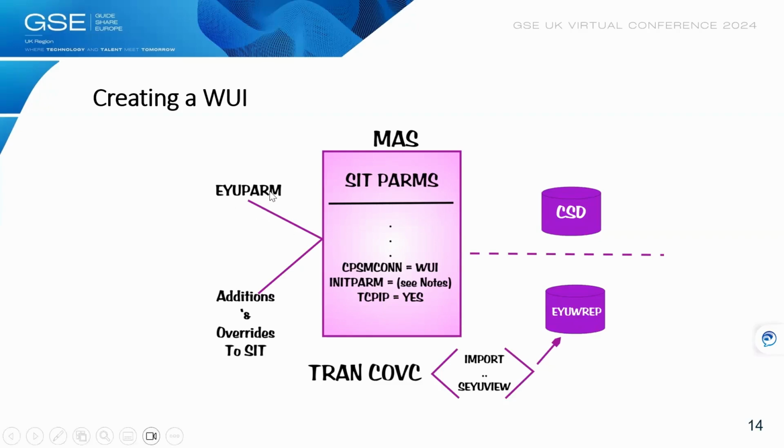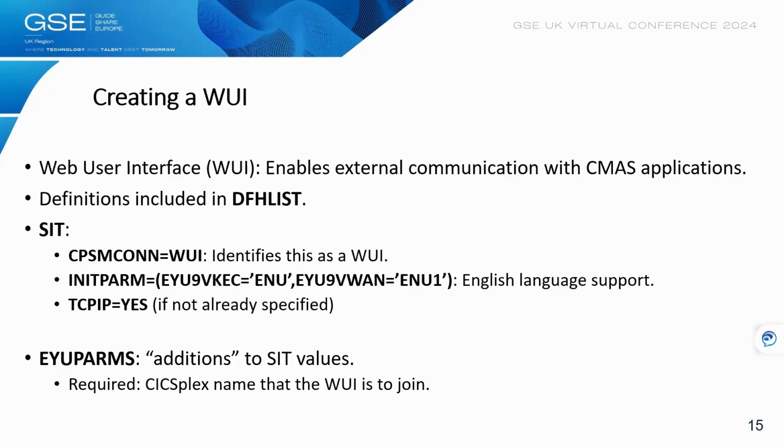You'll notice it needs an EYUPARM. Within the parm, we're going to show you what it has. And you can see the CPSM CON equal WUI instead of CMAS this time. And then you can also use init parms if you want to as well. It needs TCP/IP because it communicates through CICS web support. So here are the notes that go along with it. So you can see that you need the definitions that come within DFHLIST. There it is, CPSM CON WUI init parm. This is just setting up for English language support. And then you need TCPIP equal yes.